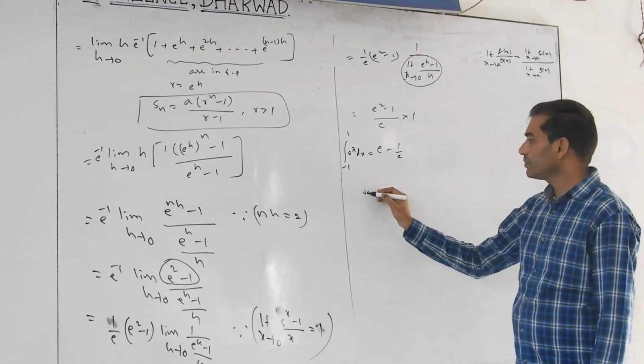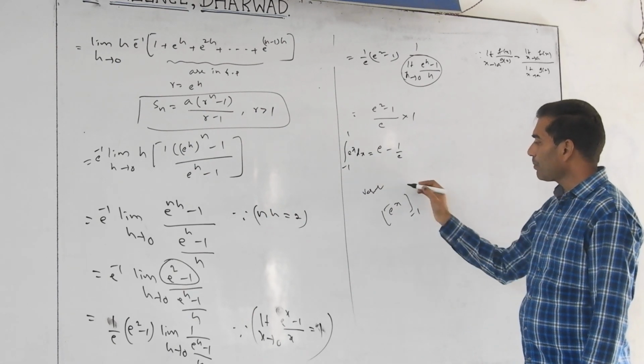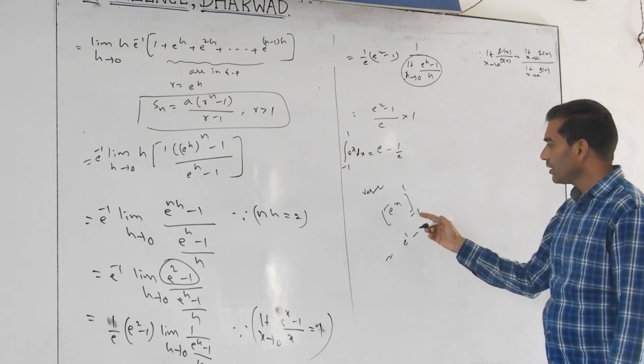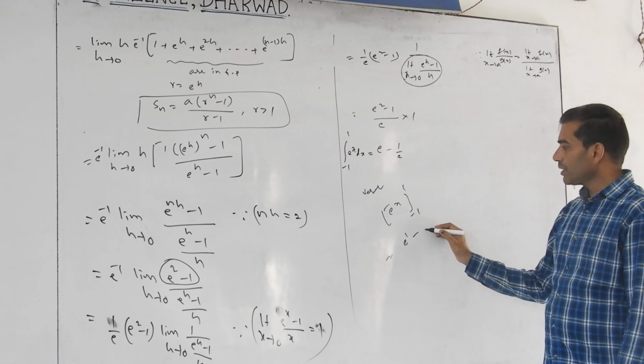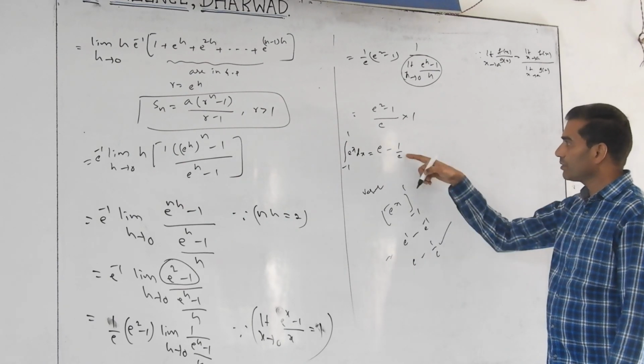Integration of minus 1 to 1 e power x dx, just verify it. e raised to x integration, e raised to x. Apply upper limit minus lower limit. Put x is equal to 1, e power 1 minus lower limit, e power minus 1. Correct or not? e minus 1 by e.